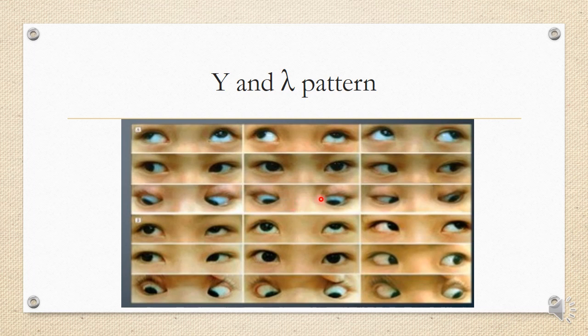Whereas in your lambda pattern, when you ask the patient to look in down gaze, the deviation would be more, whereas in up gaze the deviation would be least. So only exotropia is seen in Y and lambda pattern. Previously we saw that A and V patterns have both eso as well as exo. Okay, so these are the different patterns.